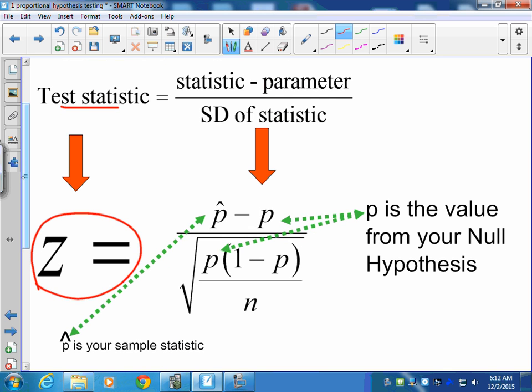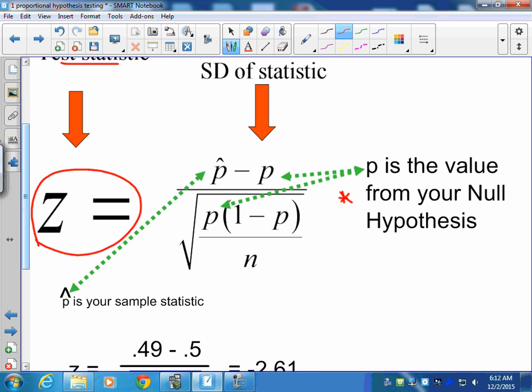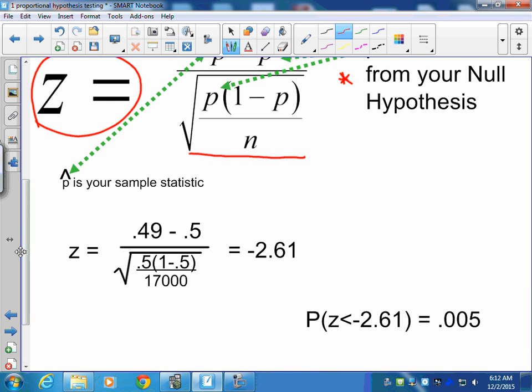So we need our statistic, our parameter. The parameter comes from the null hypothesis. And then the standard deviation of the statistic. Okay, this formula is on your formula sheet based on sample size and type of problem. Okay, so it helps organize it for you overall.